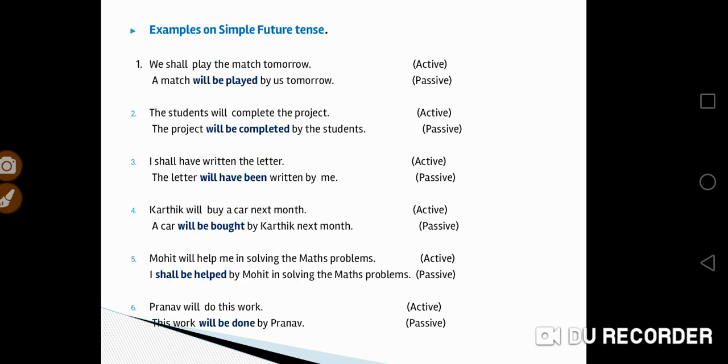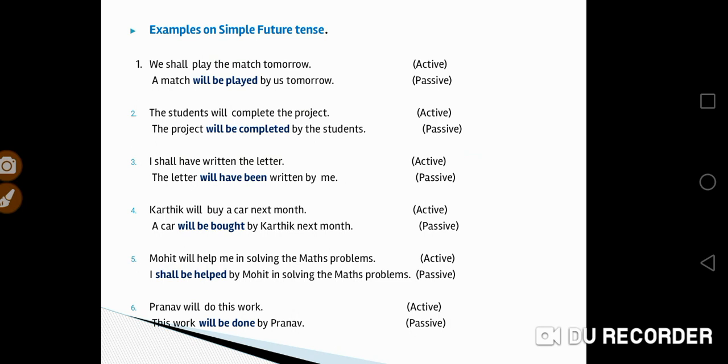Now examples on simple future. We shall play the match tomorrow. A match will be played by us tomorrow. The students will complete the project. The project will be completed by the students. I shall have written the letter. The letter will have been written by me.